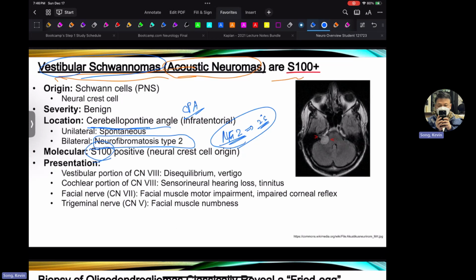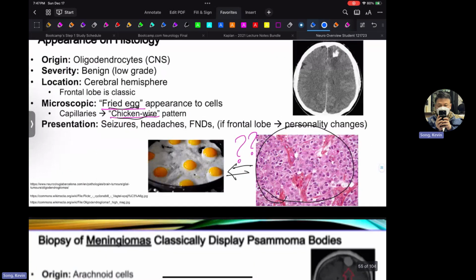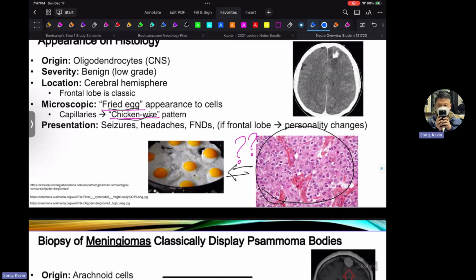So S100 positive, and then there's a bunch of bilateral things, I think three or four. You need to know this one. It's in First Aid. This is a very, very important one. Important page, and you need to know this. And again, I'll come back to this one.